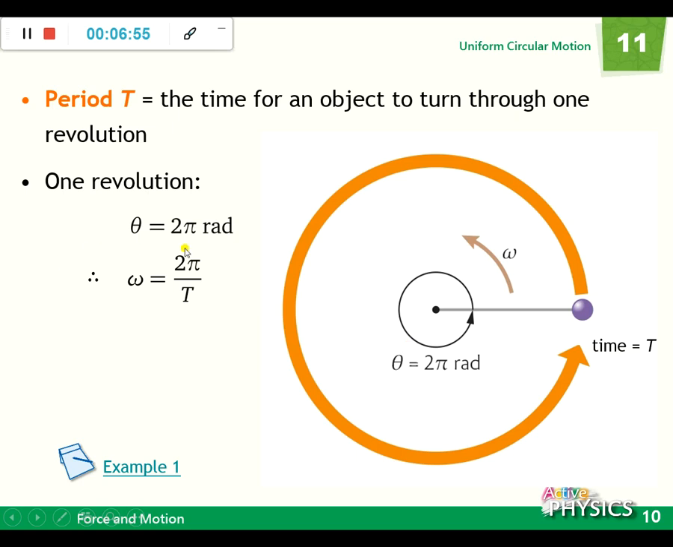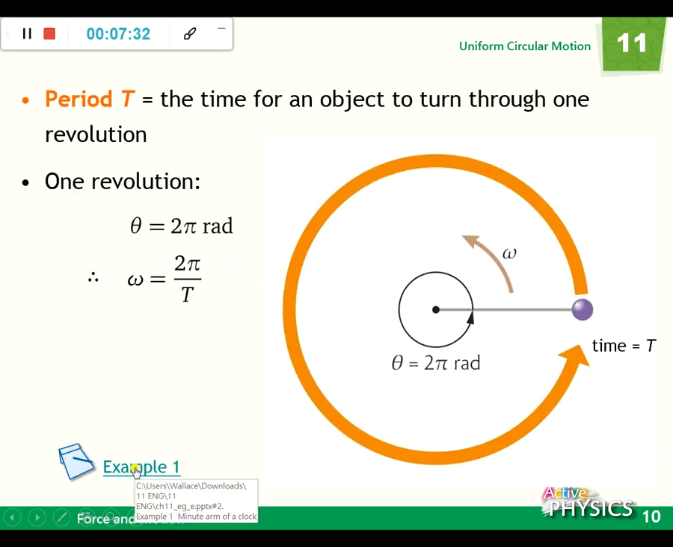This one we will call time T. This time T is a special one for one complete cycle. In order to complete one cycle, the total angle for it should be 2π radian, and the time for it should be T. Then, by definition, angular velocity is the total angular displacement over the time taken, which is the time for one period. Then we will have this relationship. Please remember this equation.